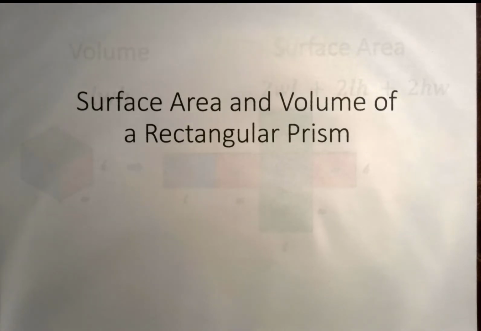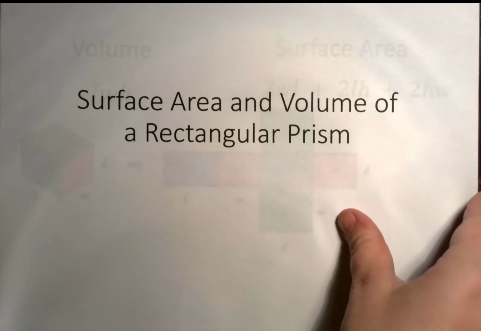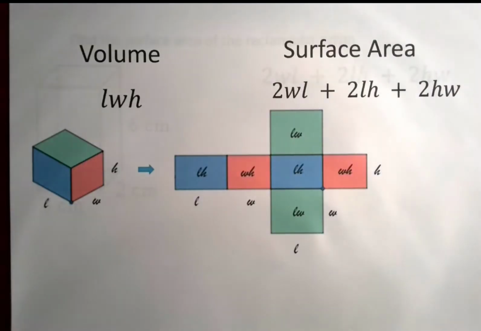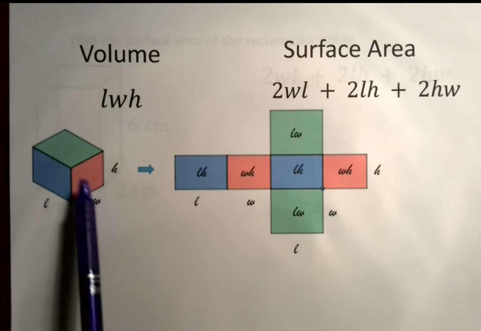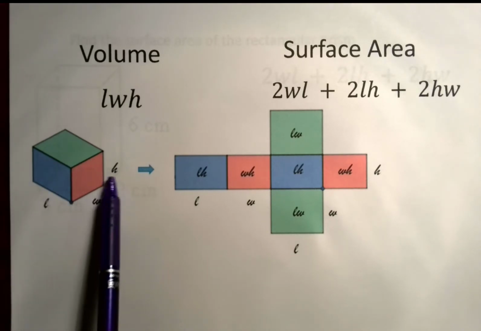Alright, so in this video we're going to look at finding the surface area and the volume of a rectangular prism. So this is a rectangular prism. We have our length, our width, and our height.